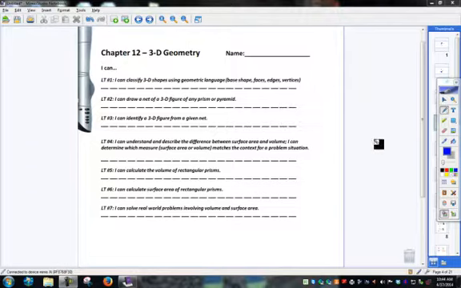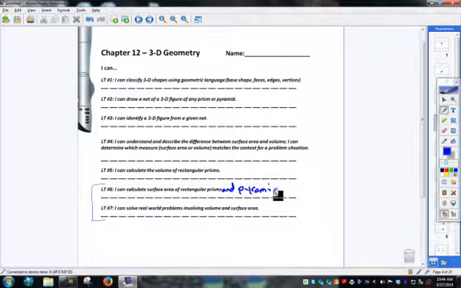Alright, so this is going to be your last video for this chapter. So we're going to combine these two learning targets here, which are I can calculate the surface area of rectangular prisms. I also want to add on here, and pyramids. Please add that to your learning target.